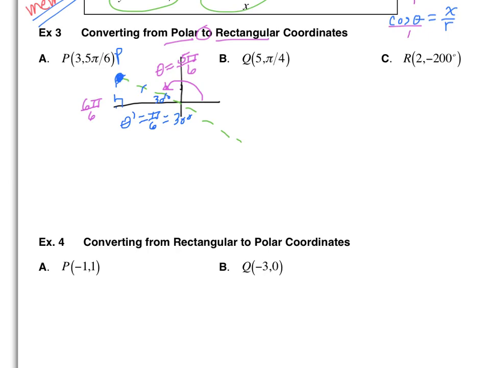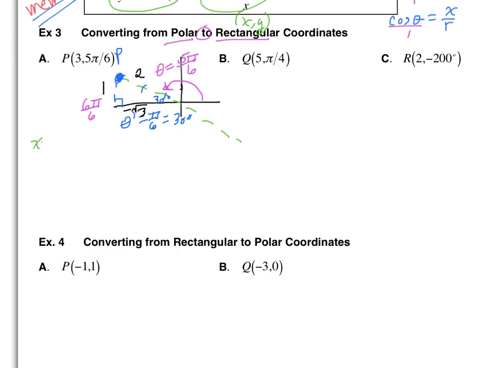So across from 30, wouldn't that be a positive 1? What's across from 60? Negative radical 3, right? And then the hypotenuse is 2. So when I go to find my x and my y, because to get to rectangular I need an x and a y, let's start off with finding x first.